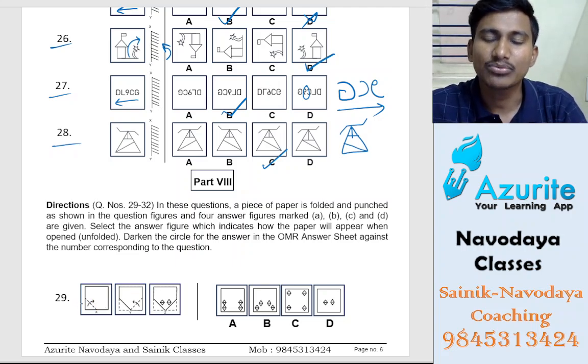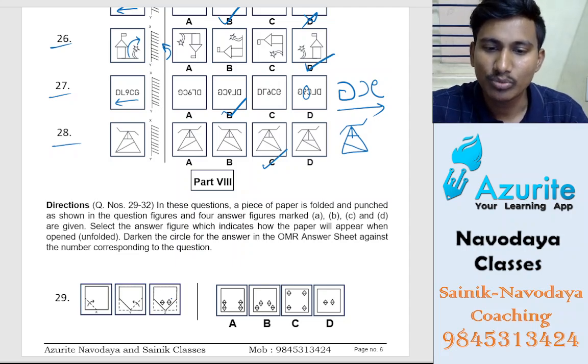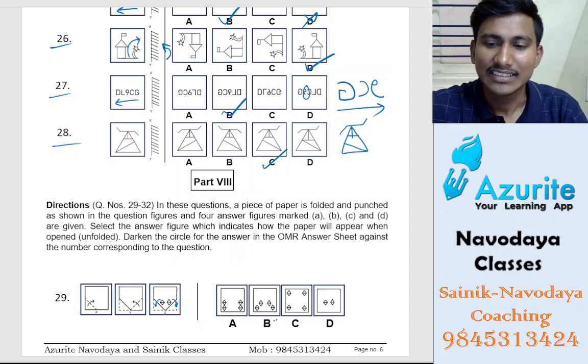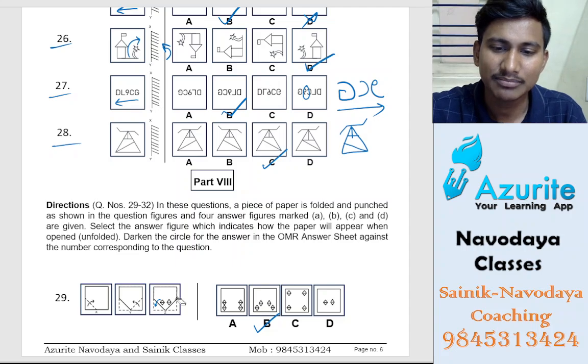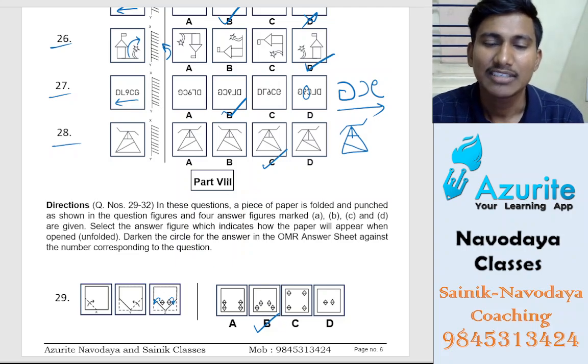29 is paper folding and cutting. So if you open it like here and here, what will be the answer? The answer will be option B here. Okay, answer is option B. This will come here also, and this will come here also. Okay, yes, so it will come here and this will come here. So that is why answer is option B here.